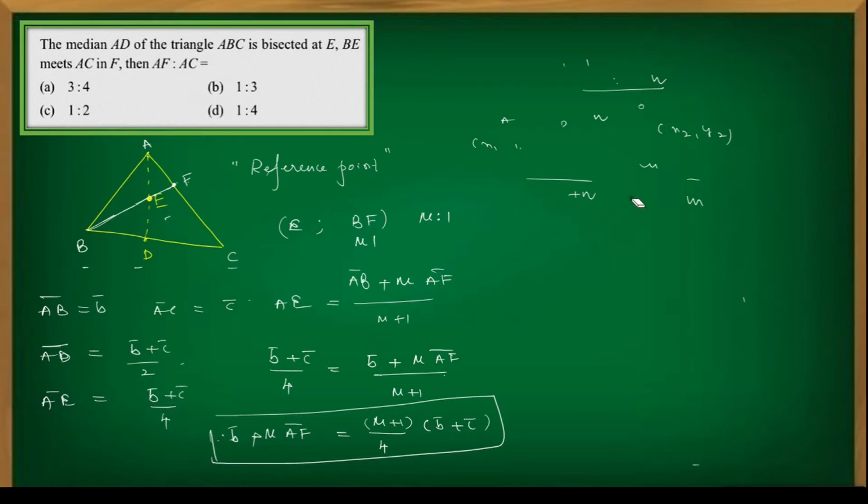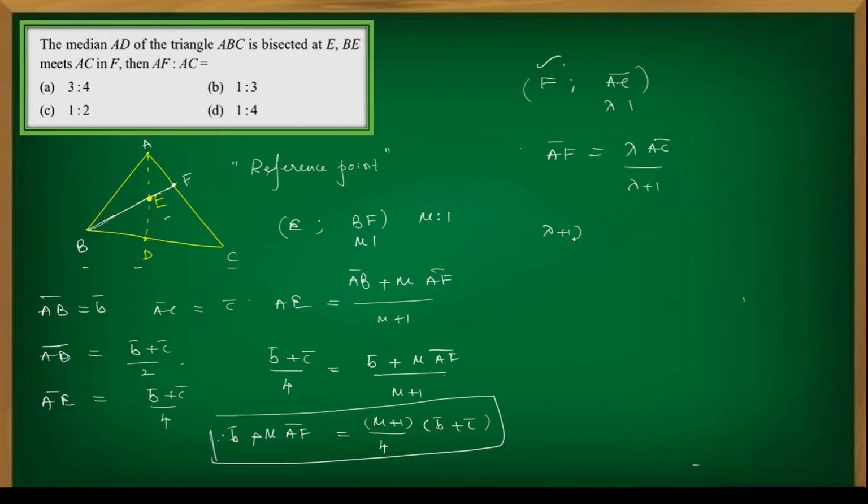Now after this I'll use another ratio which is actually required in the problem. Suppose F divides AC in the ratio lambda is to 1. Now you tell me, AF you will get, yes or no? The position vector of F is 1 into A, and 1 into A means the position vector of A bar, 0. So leave it. Lambda into C bar, that is AC bar, by lambda plus 1. So lambda plus 1 into AF bar is equal to lambda into AC bar.